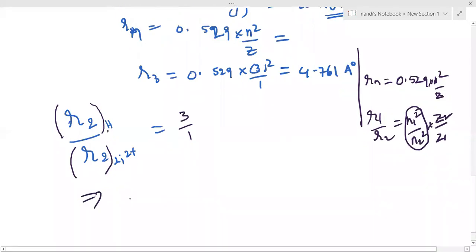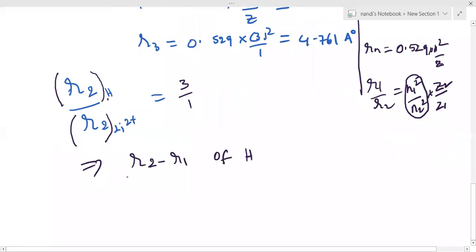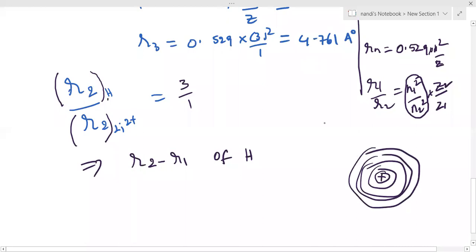Next one: what is R2 minus R1 of hydrogen? R2 minus R1 of hydrogen. Roshan, Vijay, we have an infinite number of shells. This is the nucleus, and you have an infinite number of shells, not just 1. Clear?